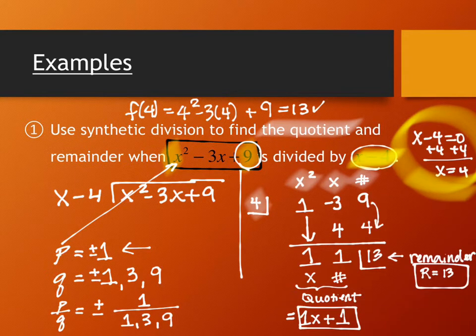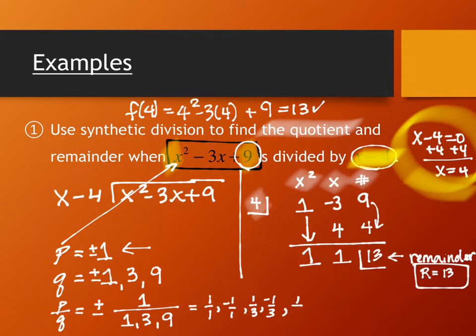So what does that really mean? Well, it really means that it might have a 0 at 1 over 1, or negative 1 over 1, or 1 over 3, or negative 1 over 3, or, I'm out of space, 1 over 9, or negative 1 over 9. If it has a rational 0, it's going to be one of those 6. They are the only options.